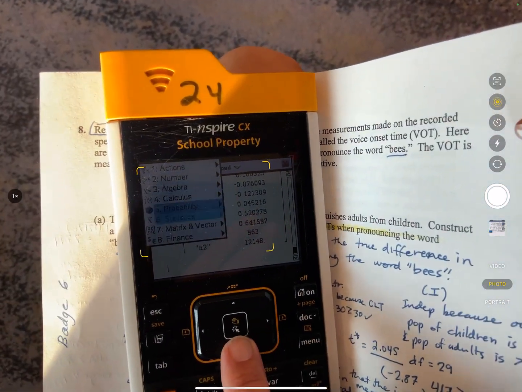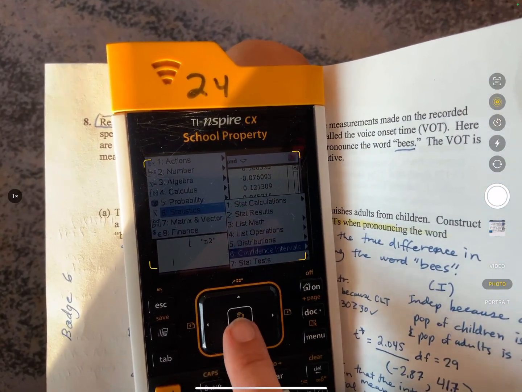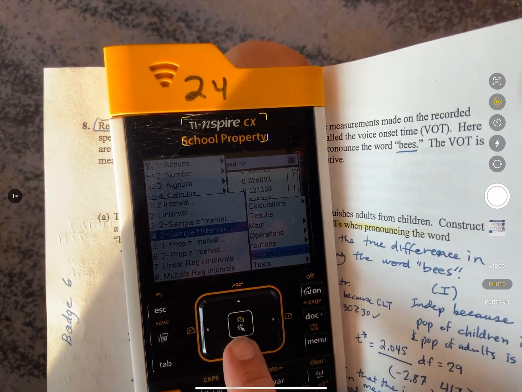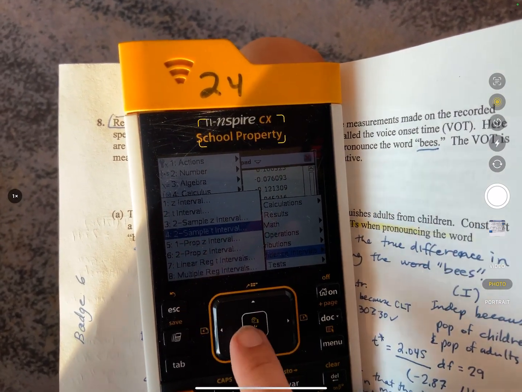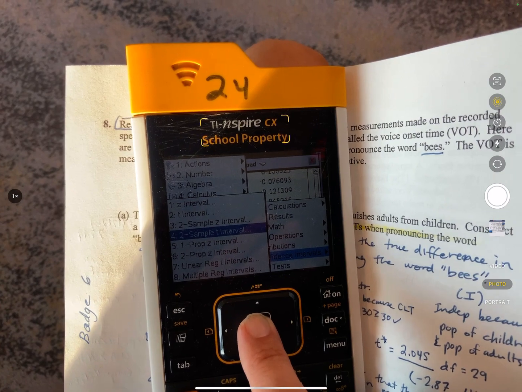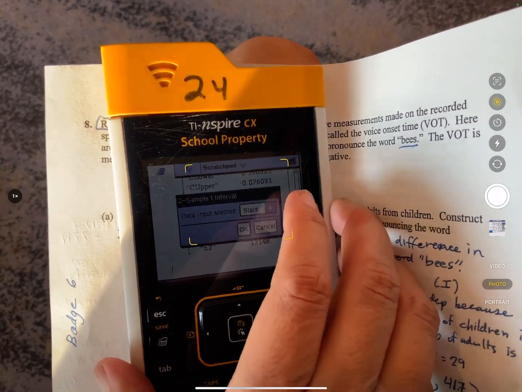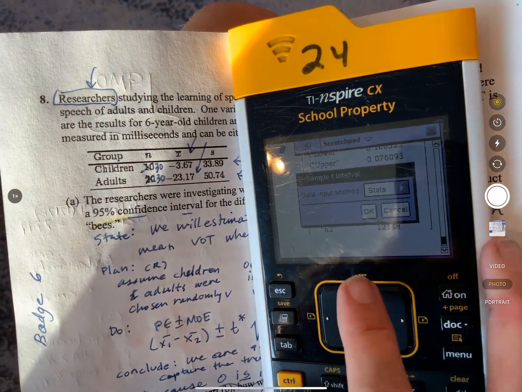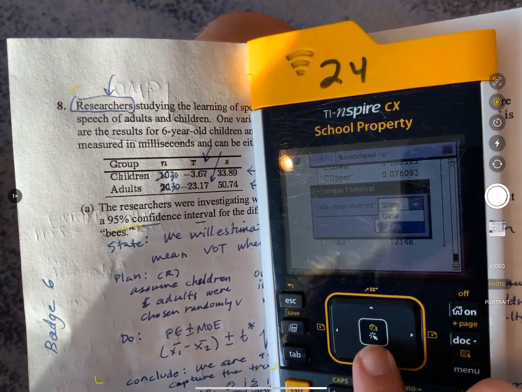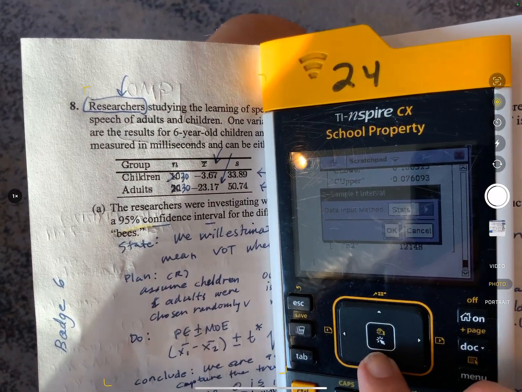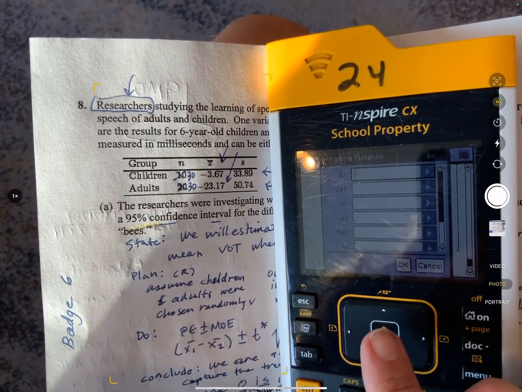So we go menu, stats. Now we're going to confidence interval, right? And we have a two sample t interval. And we have our data already. So what is our data? We have the statistical summaries already given to us.